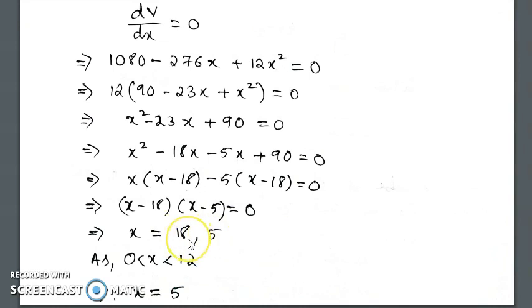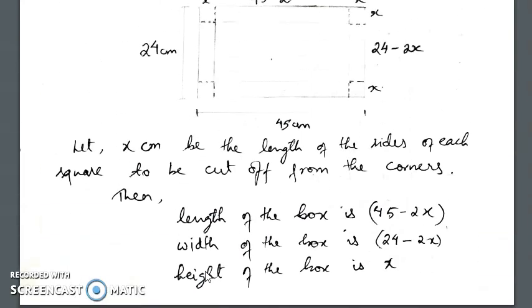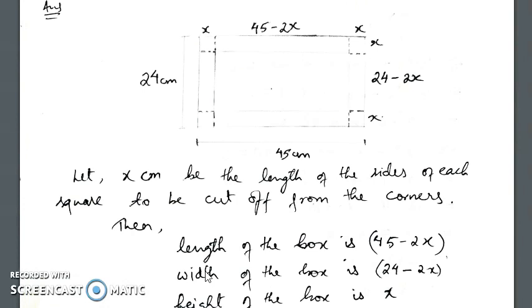So the condition is that when you cut a square, its side cannot be 0 or negative. So x cannot be 0 or negative, it must be strictly greater than 0. And also the condition is that x should be less than 12. Why? Because you have to understand it in the diagram, why x should be less than 12.